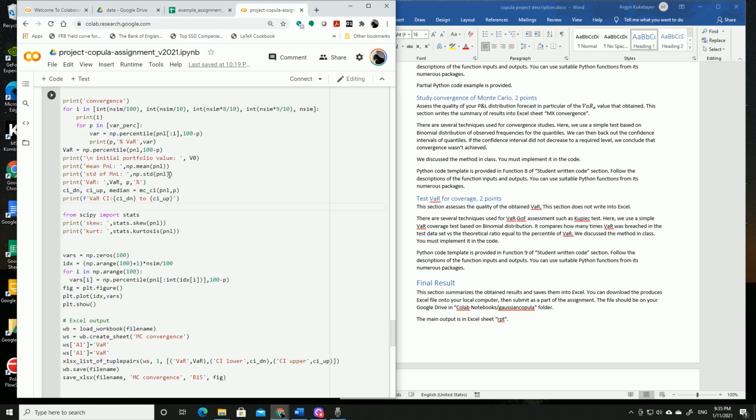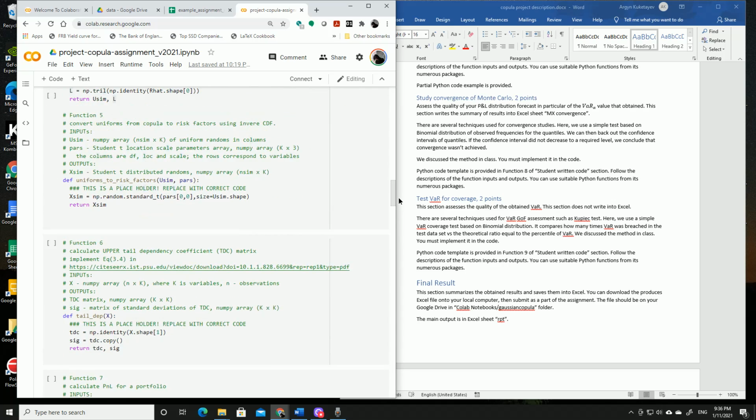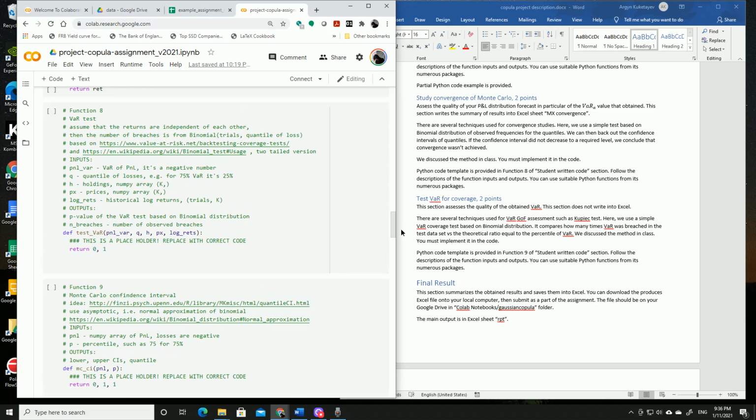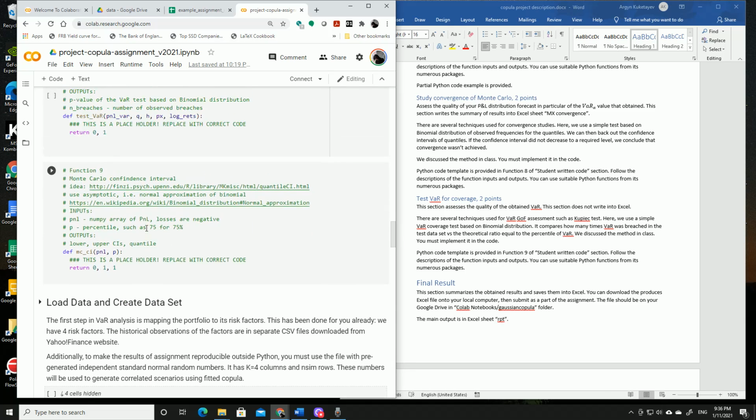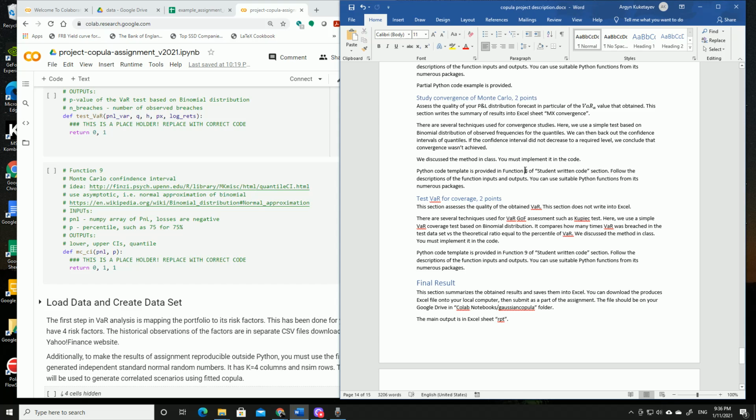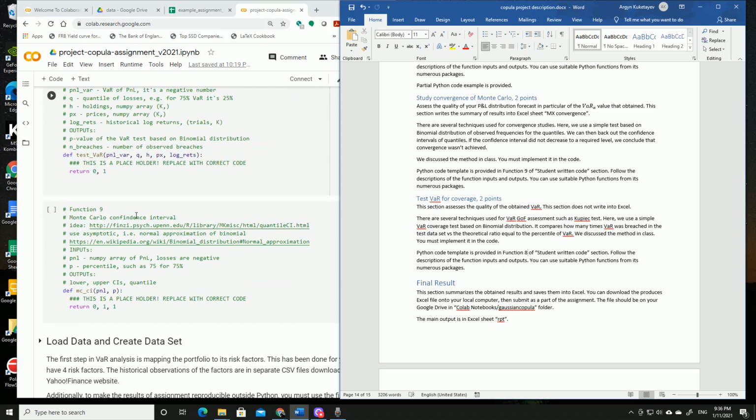So the technique, function 8. Let's see. Was it function 8? Actually it was function 9. Let me fix this, because I had this as function 8. So the confidence interval is function number 9. I'll leave it there, the order doesn't matter. So you'll implement this function.